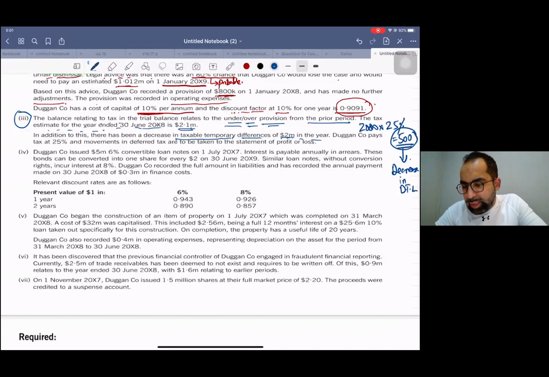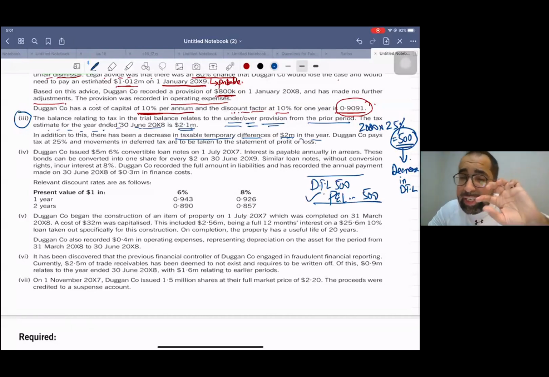So finally, the decrease in DTL is 500. Now let's make the entry. In seconds you can make the entry. The entry will be DTL debit 500, and this is a decrease in DTL, so obviously P&L credit, it's an income. Decrease in deferred tax liability is your income.